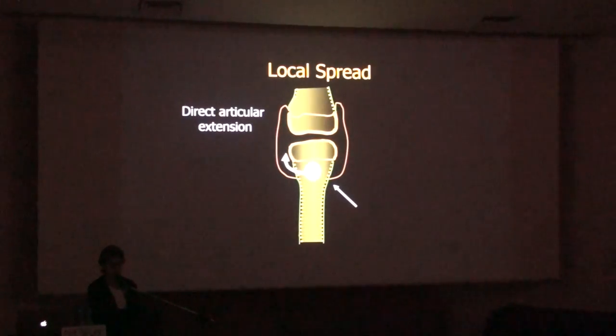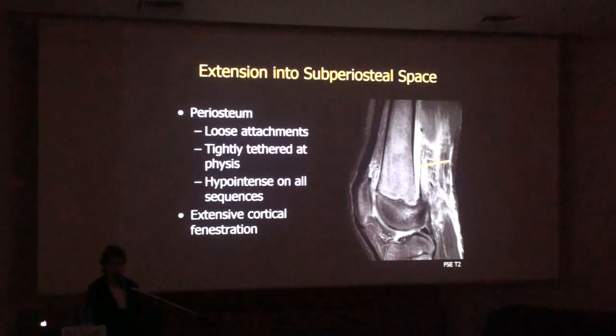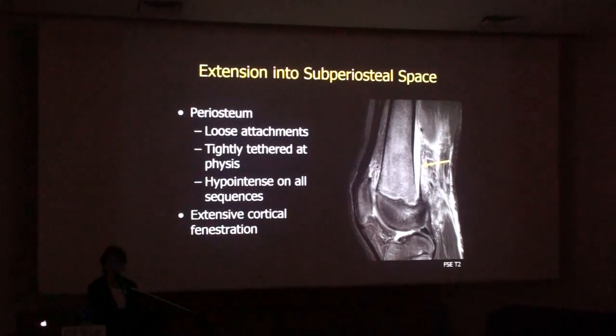And this is true in the areas of the hip, the shoulder, the elbow, and the ankle. So once it's gone into the subperiosteal space, why is it there? Well, in adults, the periosteum is relatively tightly tethered, but in children, it's very loosely attached. So it's very easy to uplift the periosteum in children. However, it remains very tightly tethered at the physis or at the growth plate.